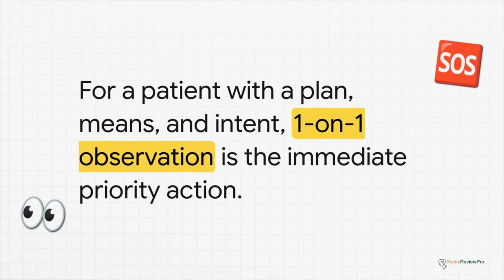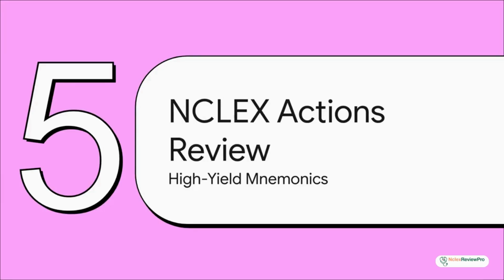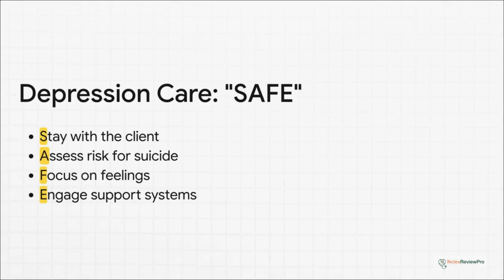Okay, let's pull all this together with a couple of easy-to-remember mnemonics. These are perfect for when you're in the exam and your brain feels a little fried. They'll help you lock in these priority actions. When you're caring for a patient with depression, just remember the word SAFE. S is for stay with the client. Your presence is therapeutic. A is for assess for suicide risk, and you have to do this continuously. F is for focus on their feelings, and E is for engage their support system.